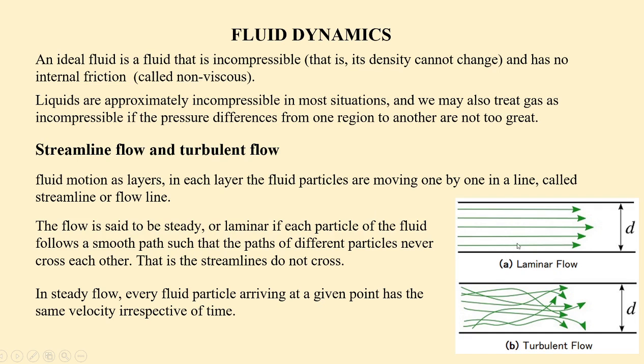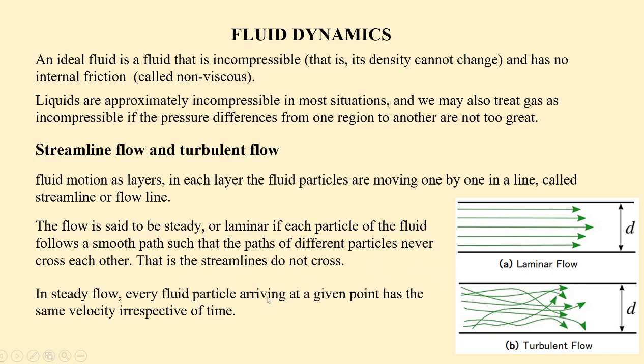We can see in the figure, in the upper figure, the fluid flows as layers, and the layers are not crossing each other. They are flowing along a very smooth path such that the different particles never cross each other. So that is the streamlines, they do not cross. Such a flow is called a streamline flow, or laminar flow, or steady flow.